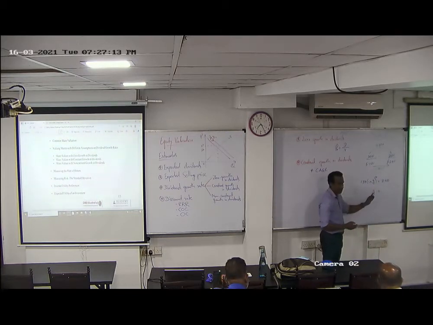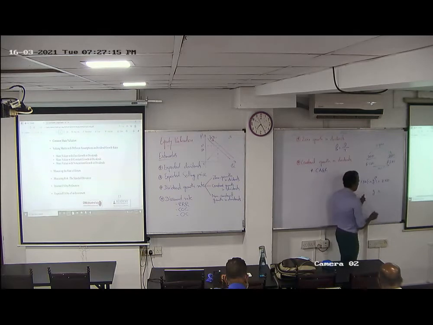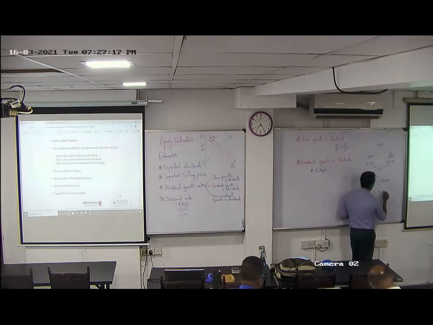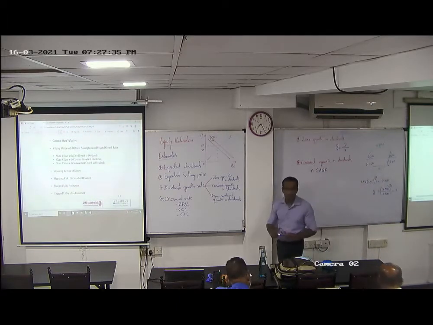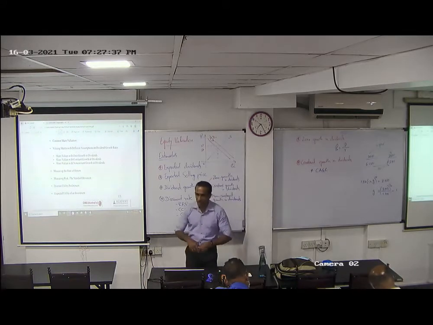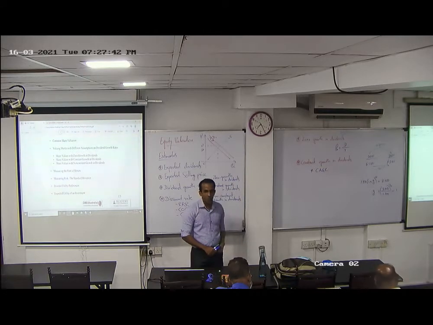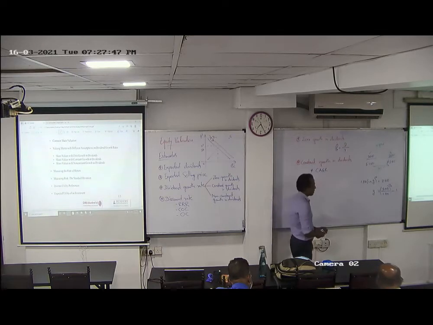We need to write this equation in terms of G. Then we take the 150 to the other side, so it becomes 300 divided by 150 equals 1 plus G to the power 10. When you take the power 10 to the other side, it becomes the power 1 divided by 10. Then we have 1 plus G, and we need G, so minus 1. That's why we discussed CAGR earlier: final value divided by initial value to the power 1 divided by the number of periods, minus 1. So you remember how to calculate CAGR.